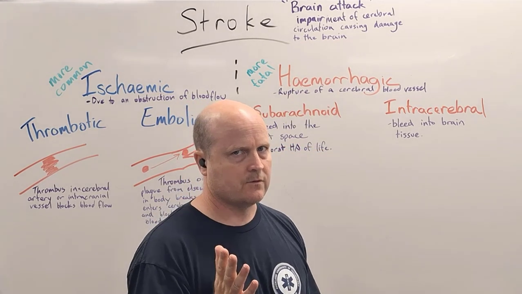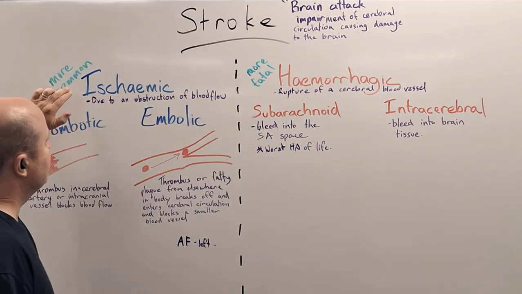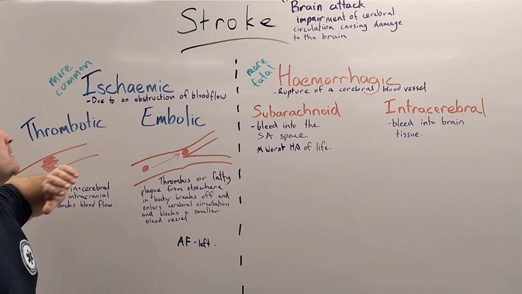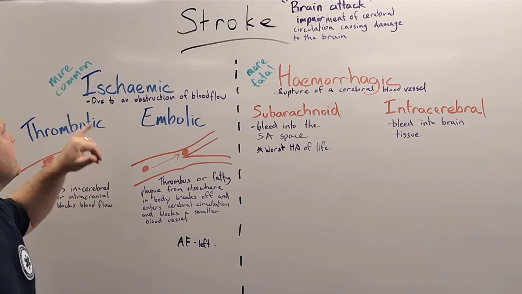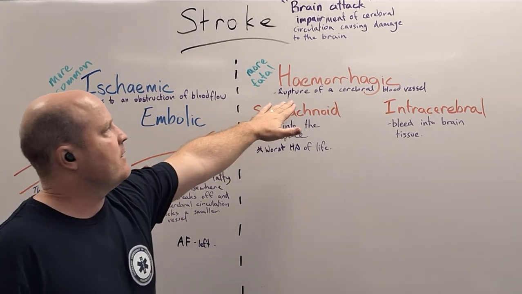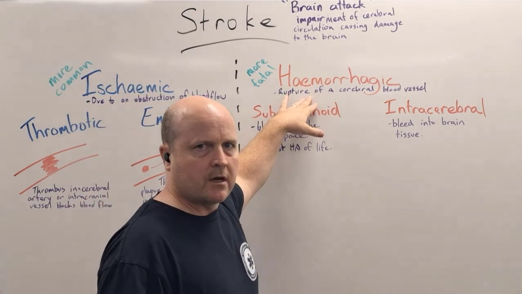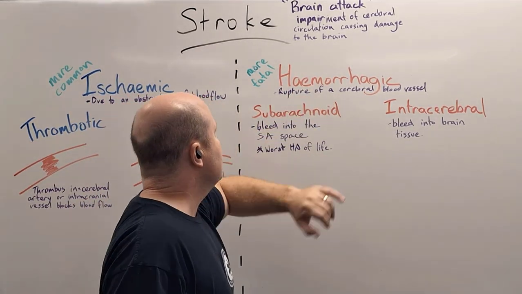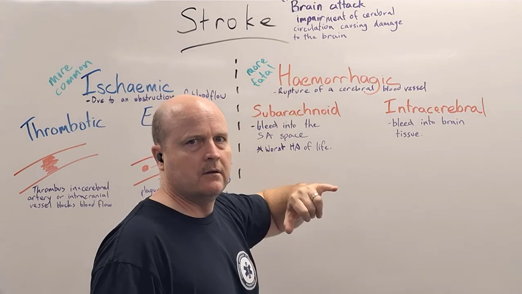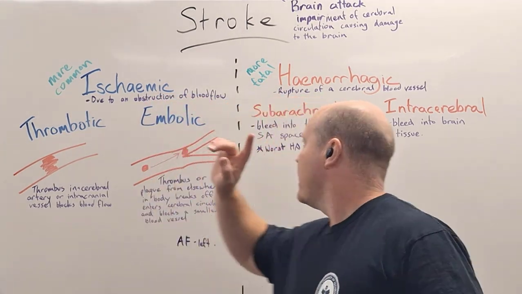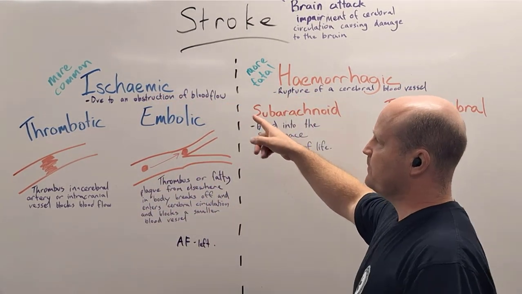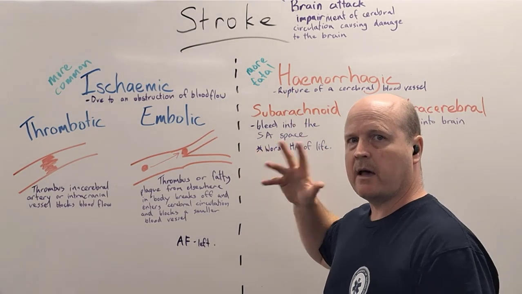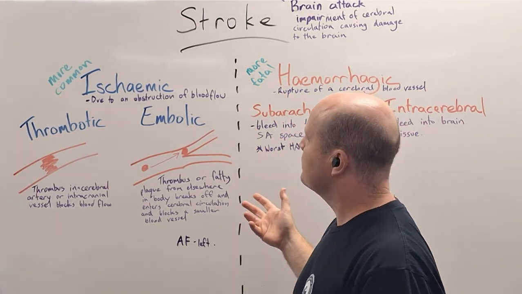So the two main types of stroke: we have ischemic, which is an obstruction of blood flow, and this is our most common. Then we have haemorrhagic, which is a rupture of a cerebral blood vessel, and these tend to be more fatal. Let's talk about our ischemic first. We have two main types of ischemic stroke.